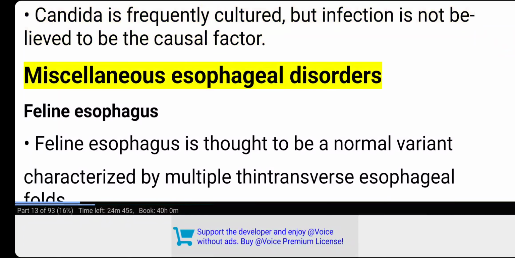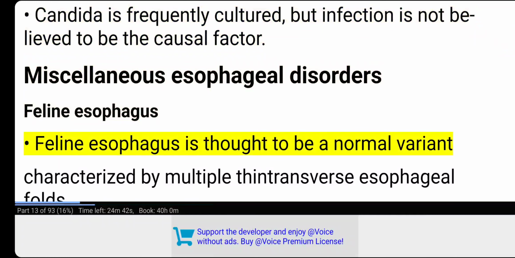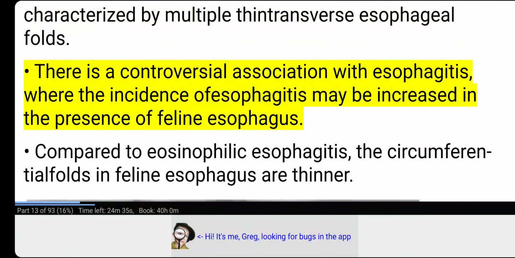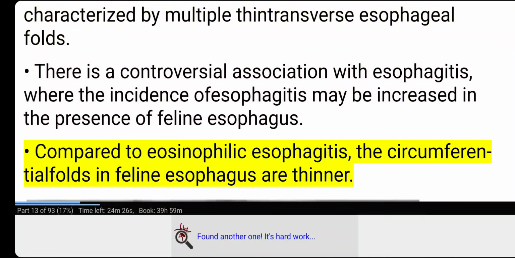Miscellaneous esophageal disorders. Feline esophagus. Feline esophagus is thought to be a normal variant, characterized by multiple thin transverse esophageal folds. There is a controversial association with esophagitis, where the incidence of esophagitis may be increased in the presence of feline esophagus. Compared to eosinophilic esophagitis, the circumferential folds in feline esophagus are thinner.